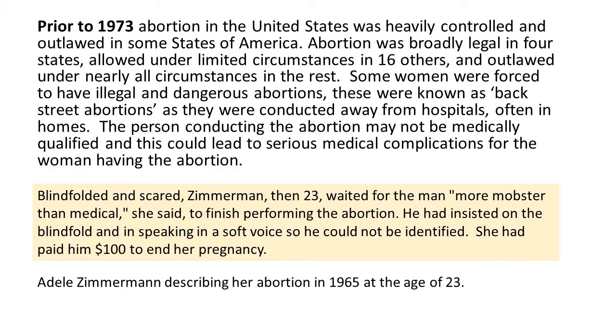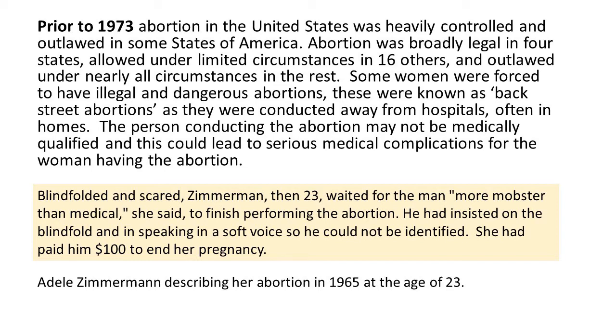Now, prior to 1973, in the United States, abortion is heavily controlled, and it's essentially outlawed in many of the states of America. It's only legal in 4 of the states, it's highly limited in 16 others, and it's completely outlawed in pretty much all circumstances across the rest of America. As a result of that, a lot of women are forced to have illegal and dangerous abortions, often conducted by untrained people and conducted in homes without access to medical facilities. So these are known as Backstreet Abortions. They're conducted away from hospitals.